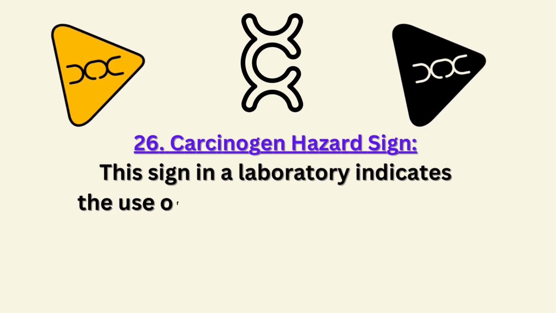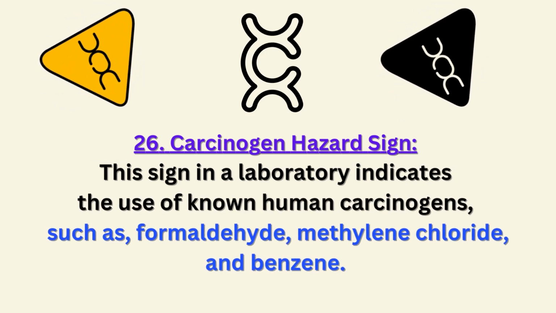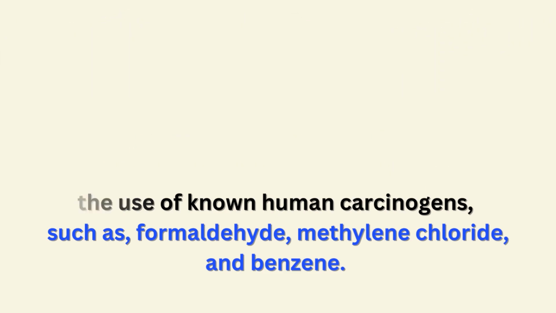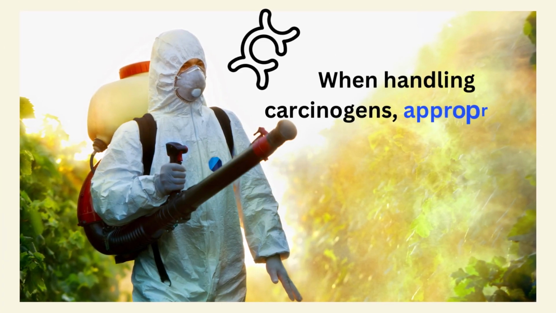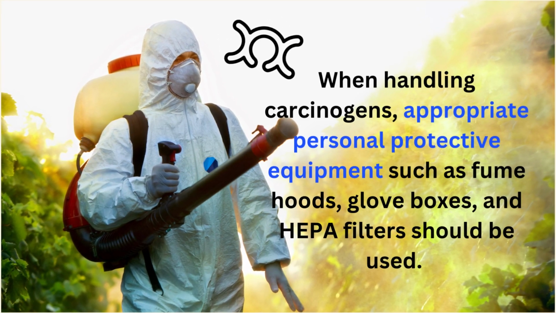26. Carcinogen hazard sign. This sign in a laboratory indicates the use of known human carcinogens, such as formaldehyde, methylene chloride, and benzene. When handling carcinogens, appropriate protective equipment such as fume hoods, glove boxes, and HEPA filters should be used.